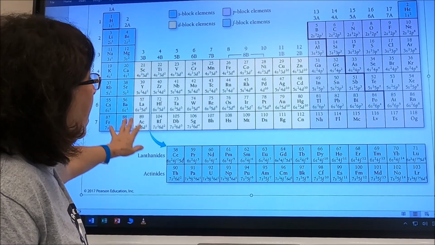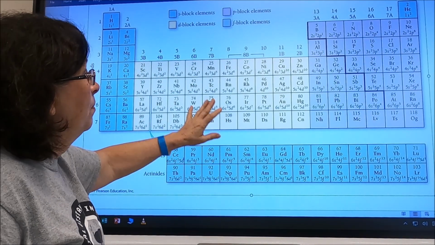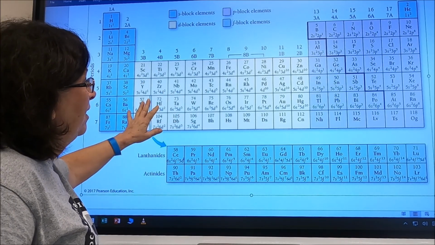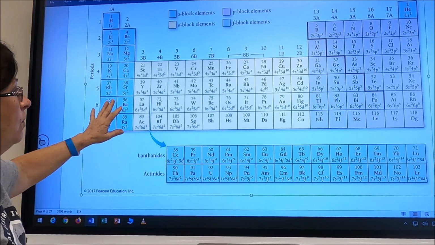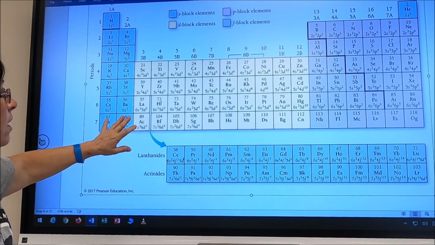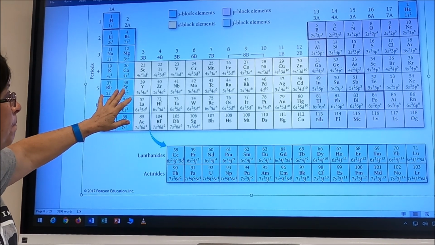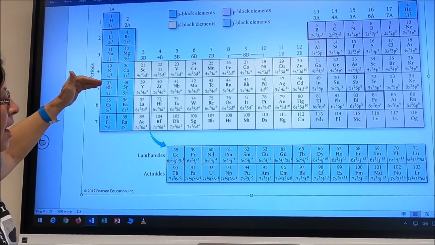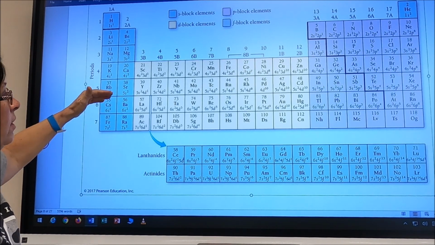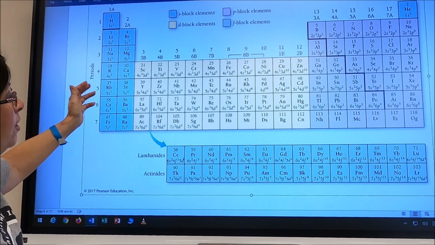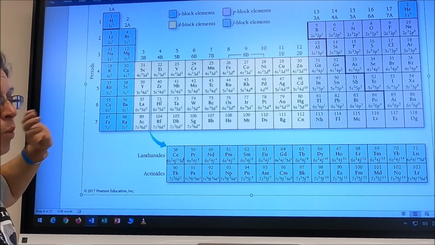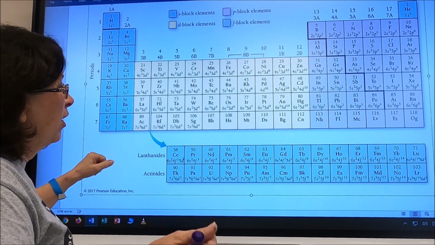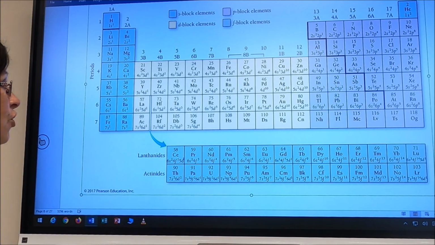Okay? Metals have some general characteristics in common. They have a tendency to be solids at room temperature. They have high melting points and high boiling points. They'll conduct electricity, they'll conduct heat, and they're workable, which means that I can stretch them out into wires, I can hammer them into sheets.